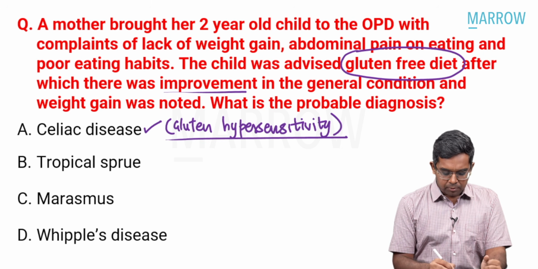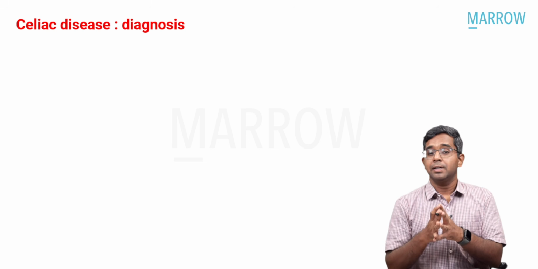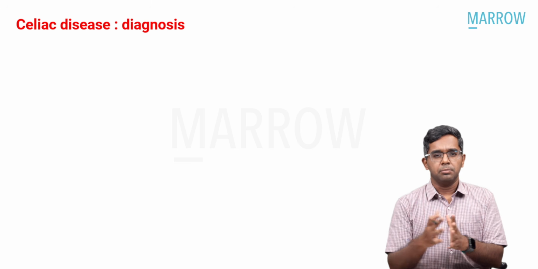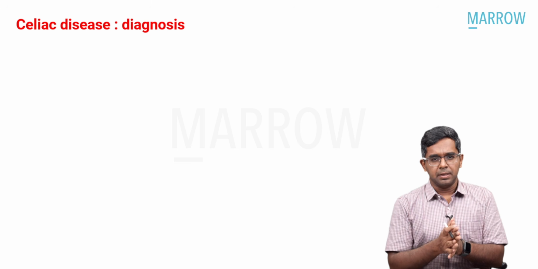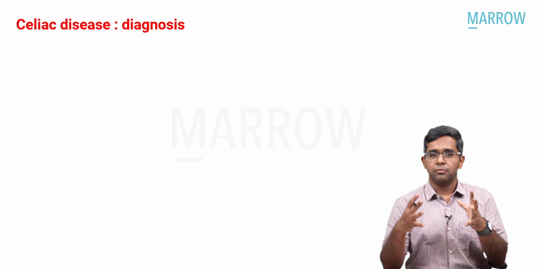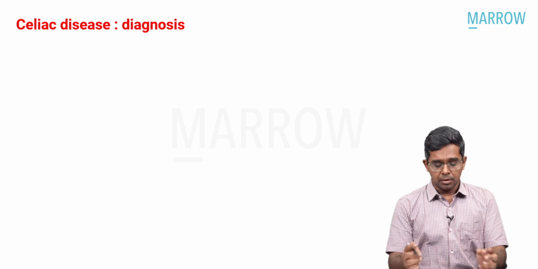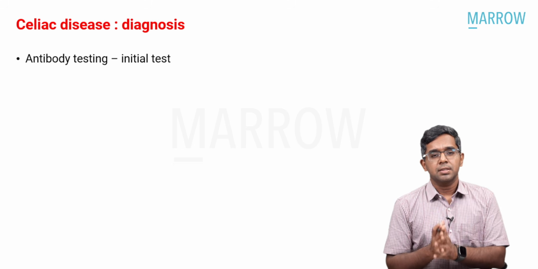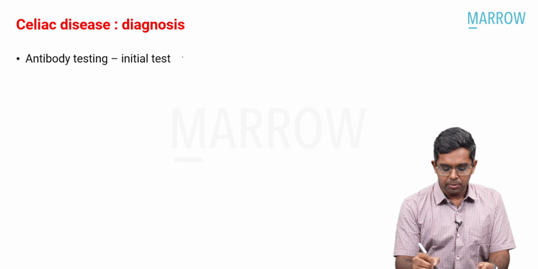During our regular discussion itself, I told you how to make a diagnosis of celiac disease. The diagnosis can be suspected based on abdominal symptoms like abdominal pain, not being able to gain weight or failure to thrive, and chronic diarrhea. However, to make a diagnosis, you need some investigations. Initial testing would be antibody testing. What is antibody testing?